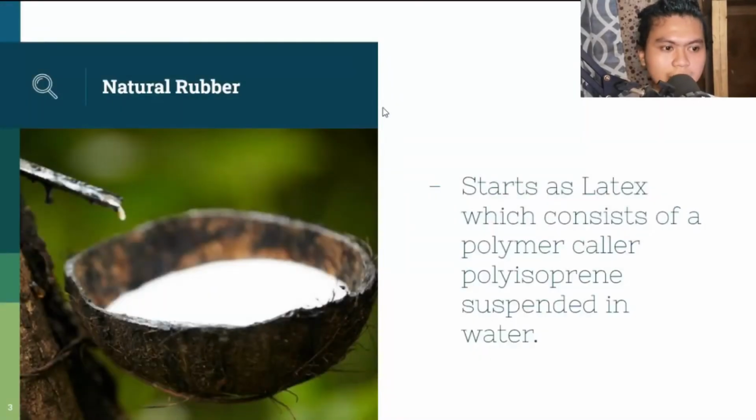Natural rubber begins as latex. Latex consists of the polymer called polyisoprene suspended in water. It's a long chain of molecules composed of many individual units connected together to form a polymer. Now, rubber is a special form of polymer called an elastomer, meaning that the polymer molecules can stretch and flex. It's that property of stretching and flexing that gives rubber its non-sticky sensation.